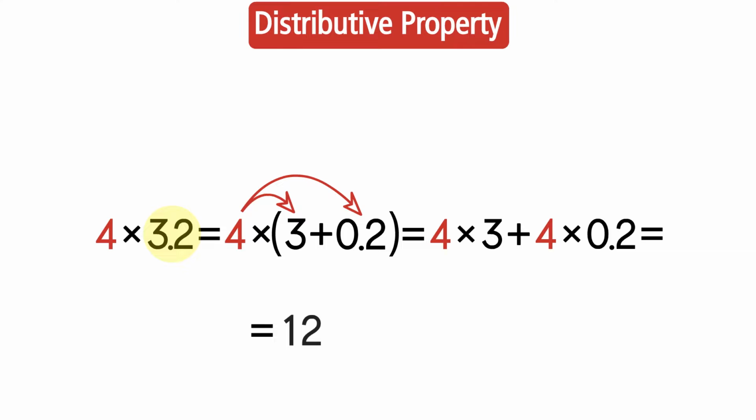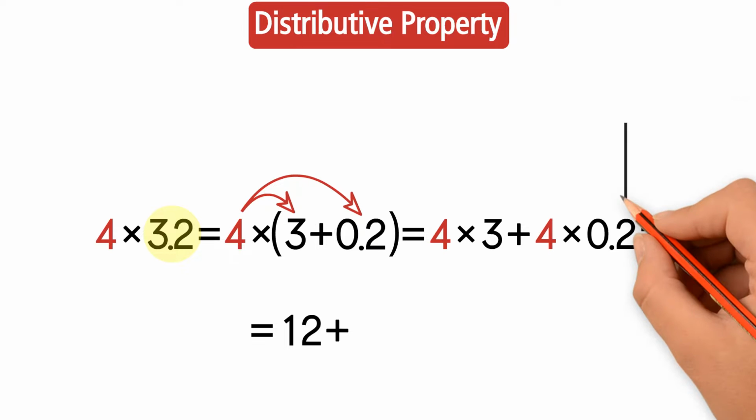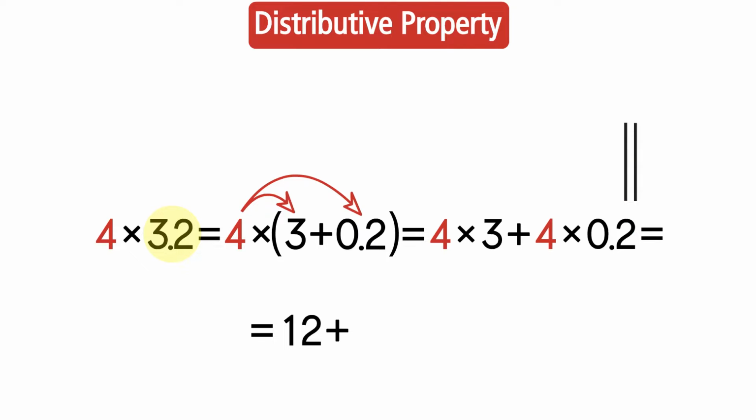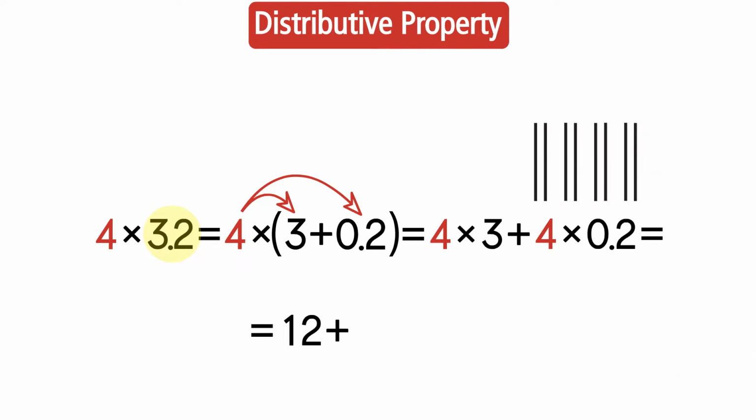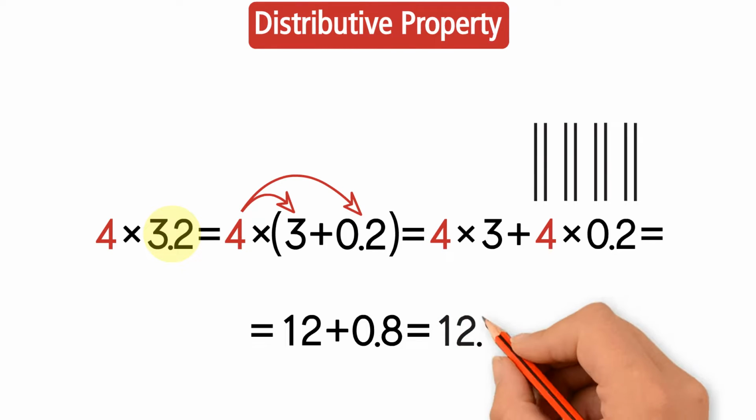4 times 3 equals 12. Now let's solve 4 times 0.2. Let's draw it out. We can represent 0.2 as 2 bars. We draw 2 bars 4 times because we're multiplying by 4. We sum them up and we get 8 bars, meaning 8 tenths or 0.8. Now we add 12 and 0.8 to get 12.8.